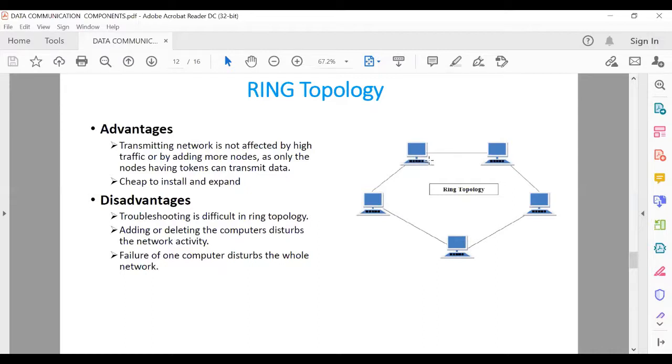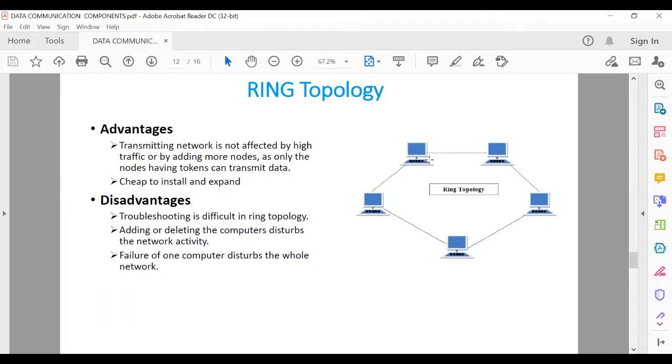Another feature is that the transmission is unidirectional, but it can be made bidirectional by having two connections between each network node. At that time, it should be called a dual ring topology. If it is connected via dual ring topology, then two ring networks are formed and data flows in opposite directions in them. Also, if one ring fails, the second ring can act as a backup to keep the network up.